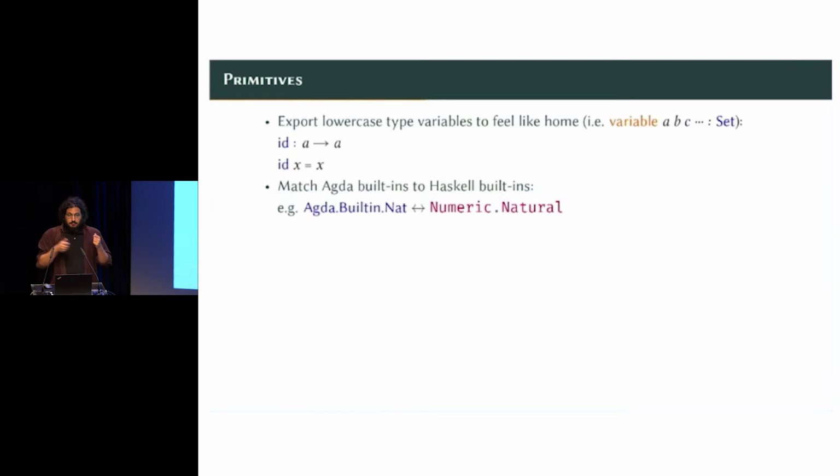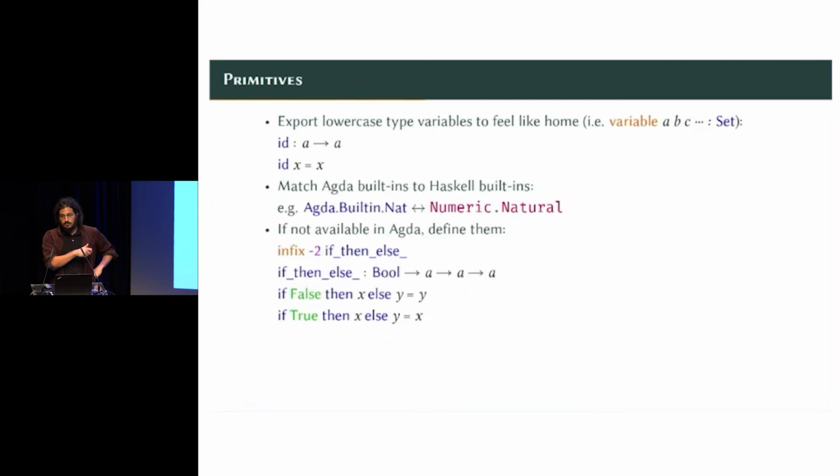Then we have to find a match between the primitives of each language, so natural numbers in Agda and natural numbers in Haskell, their correspondence between the constructors. But sometimes we don't find the corresponding primitive in Agda. For example, if then else is something we define, we don't have it built in. So then we have to define it, and then our translation procedure has to detect it and say, oh, don't compile that, just use the primitive in Haskell.